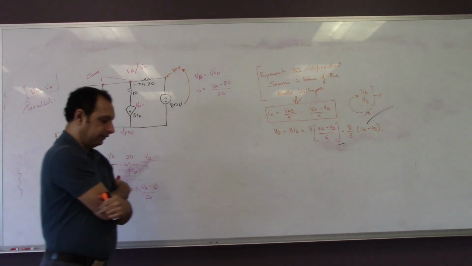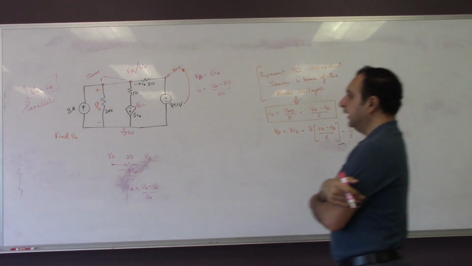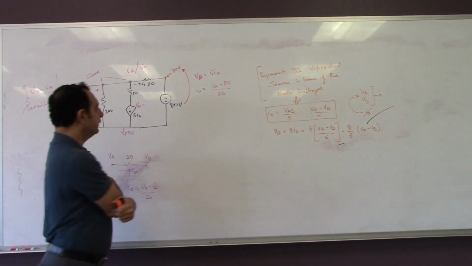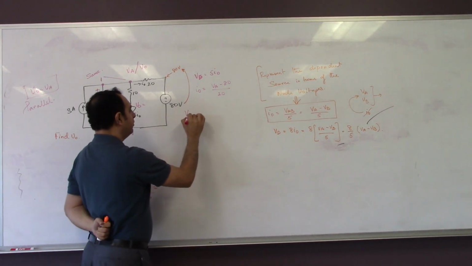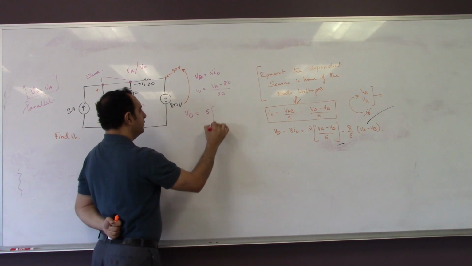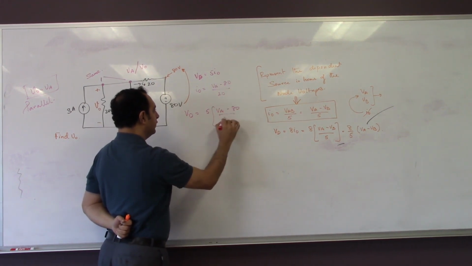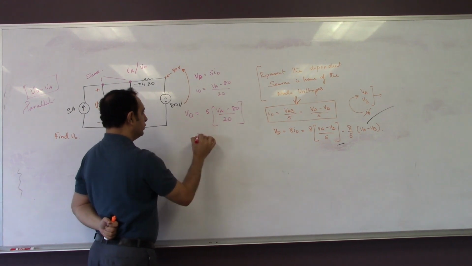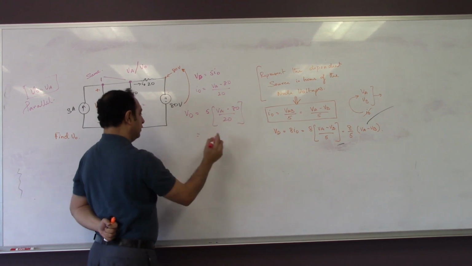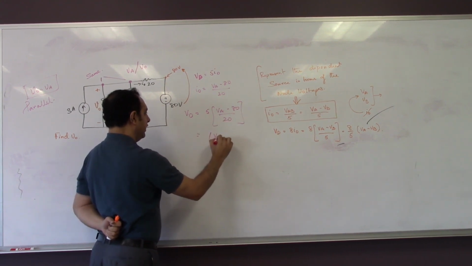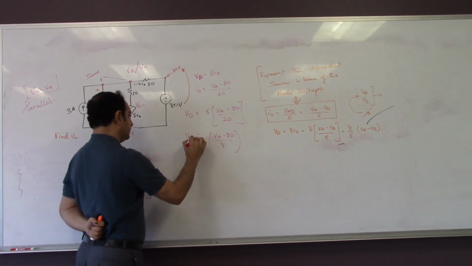Okay, current flows from VA to the 80 volt source through a 20 ohm resistor. So VD will be equal to 5 times, we'll just substitute I naught there, (VA minus 80) over 20. Okay, so that will be equal to (VA minus 80) over 4. We'll leave it as this.